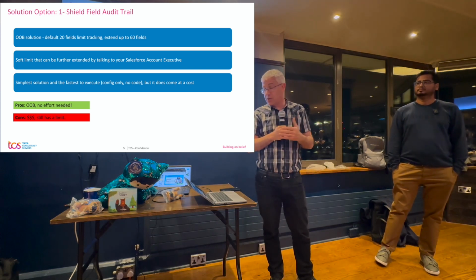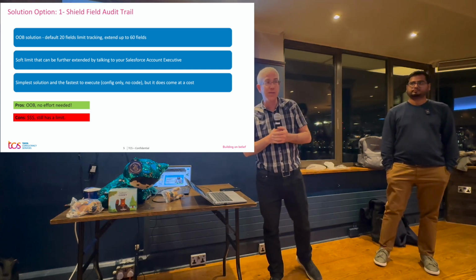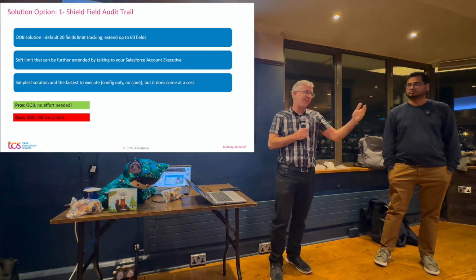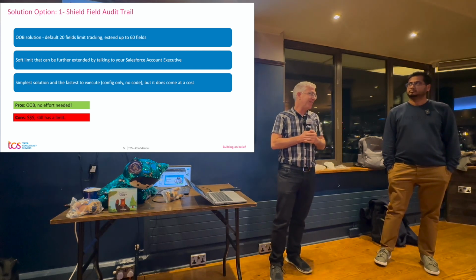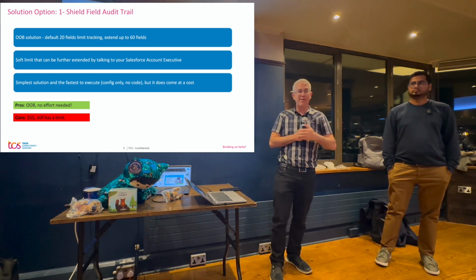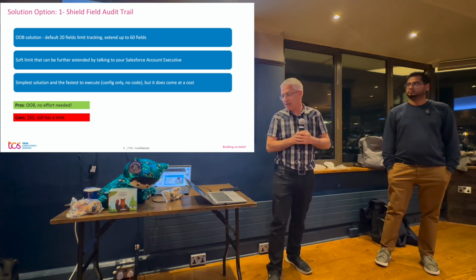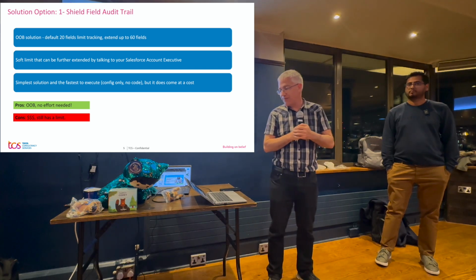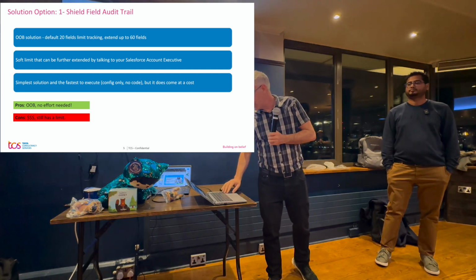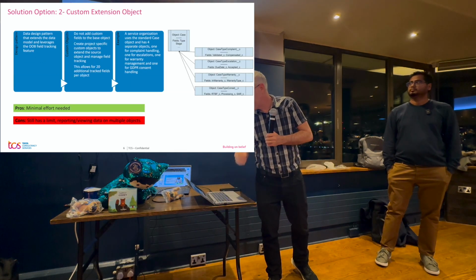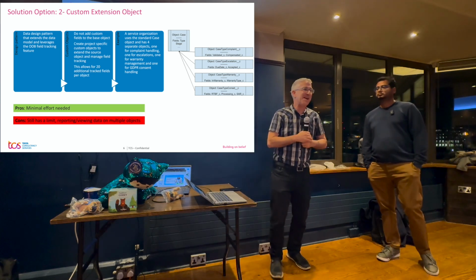It is the simplest solution. It is the fastest to execute, but of course, it comes at a cost. I mentioned before, full Shield is 30% of your ACV. If you want just one feature, it's 10% of your ACV, obviously somewhat negotiable, but still, for a lot of organizations, quite a hefty cost. So next option is to create, now come your custom solutions.